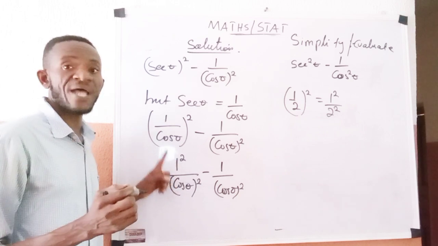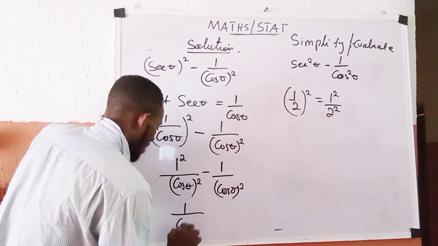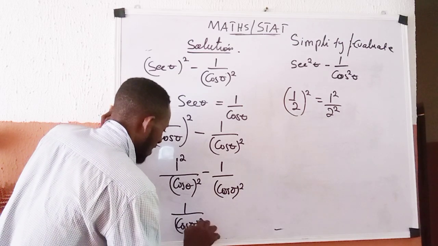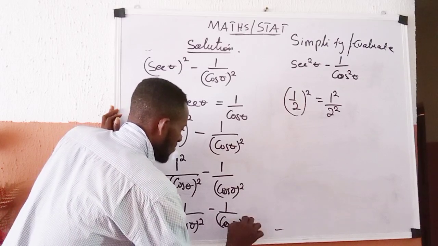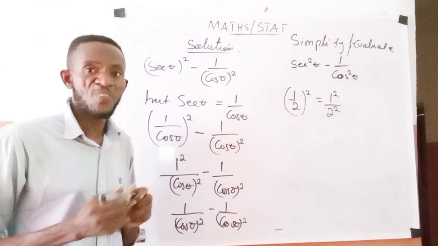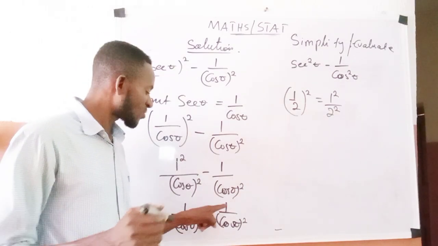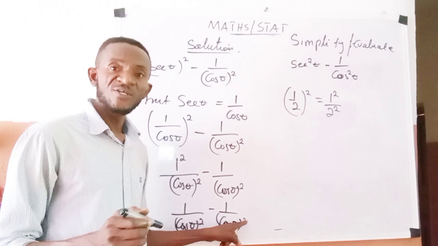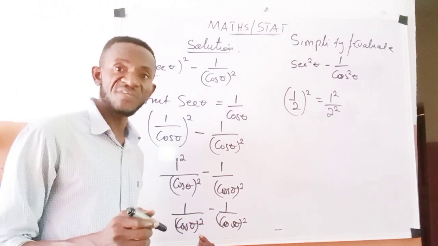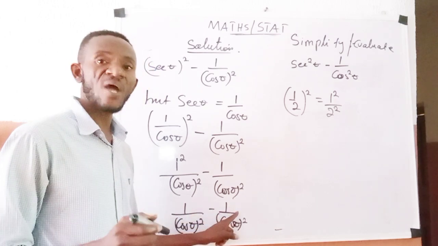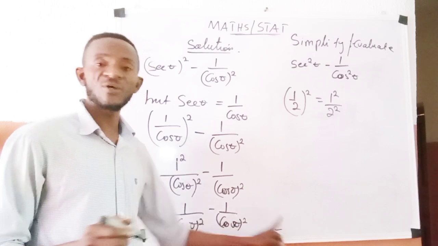Of course, we know in maths that 1 squared returns 1. So this thing becomes 1 all over cos theta all raised to power 2 minus 1 all over cos theta all raised to power 2. And of course, 1 all over cos theta raised to power 2 is the same as 1 all over cos theta raised to power 2. So you are saying a quantity minus a quantity that is exactly the same thing, just like saying 1 minus 1 or 2 minus 2. And the moment you say 1 minus 1, the answer is 0. If you say 2 minus 2, the answer is 0.